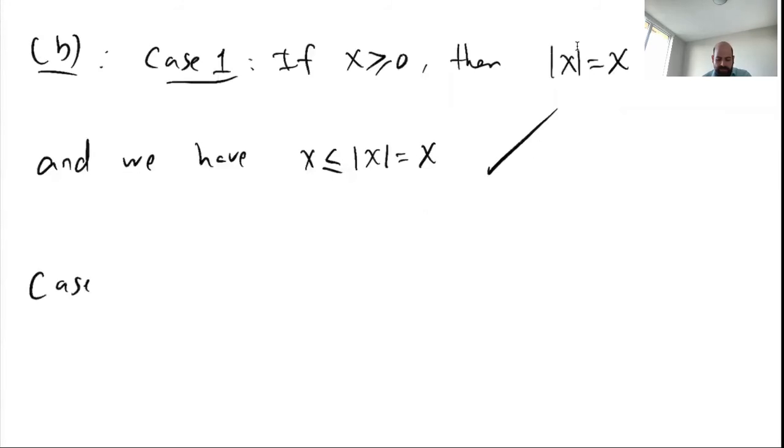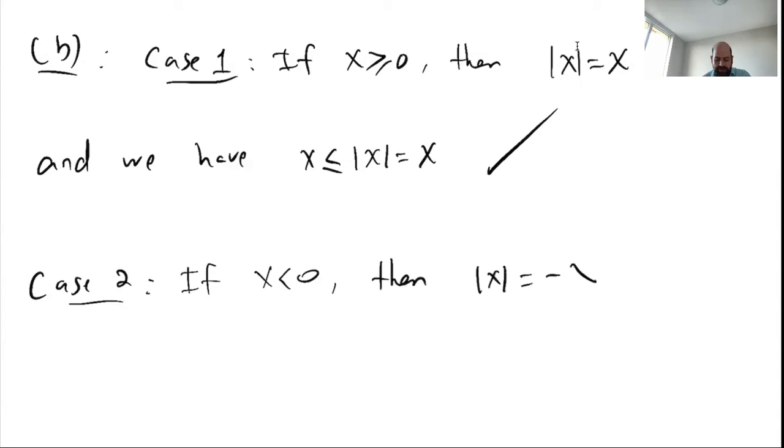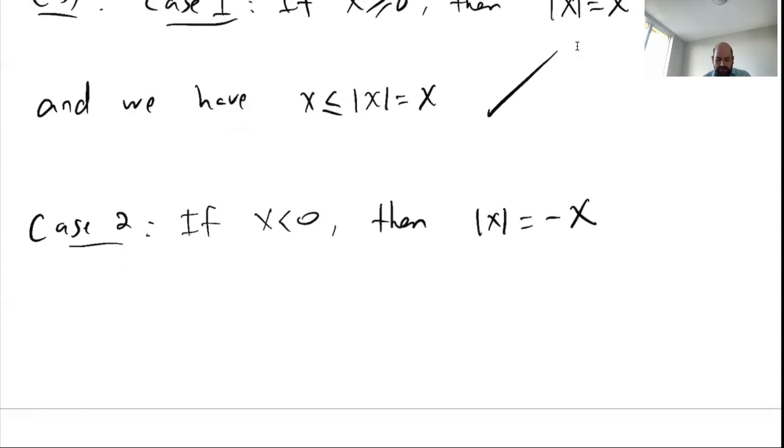And case two, if x is negative, then absolute value of x is equal to minus x. And we have x less than or equal to absolute value of x, which is equal to minus x. Why is that?